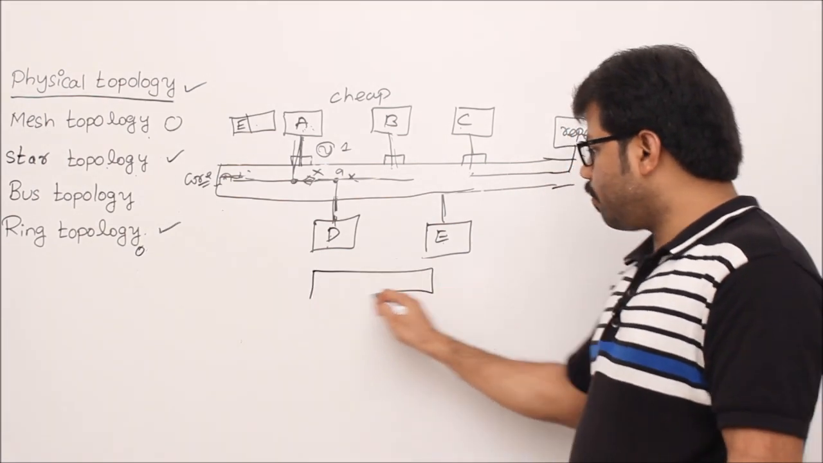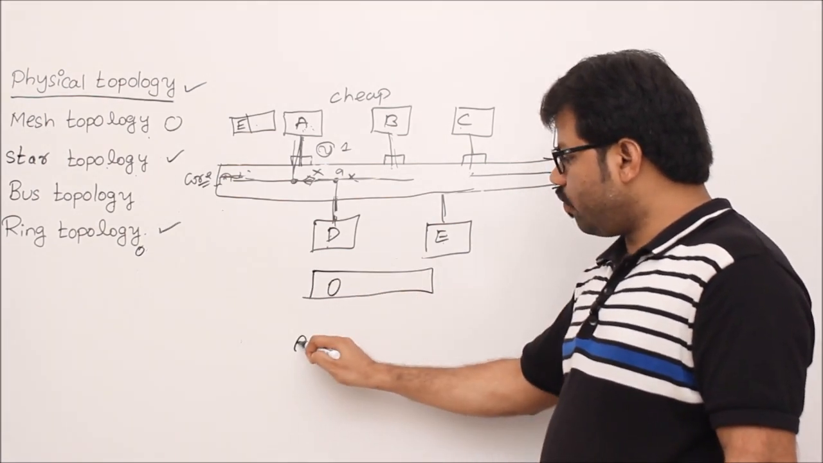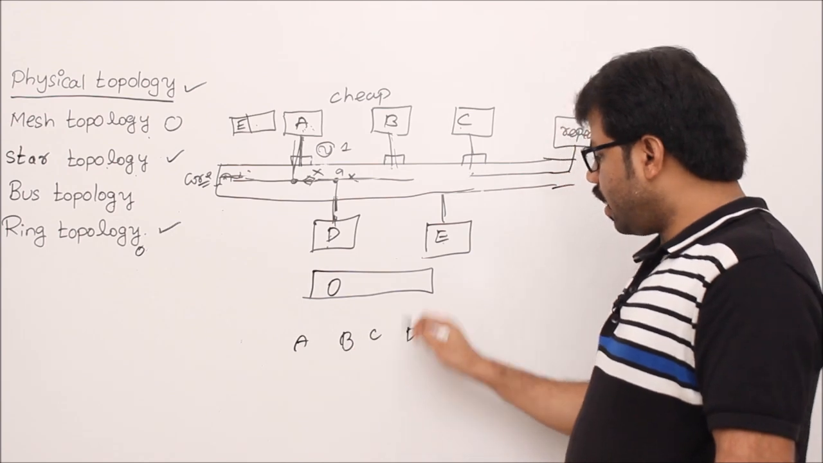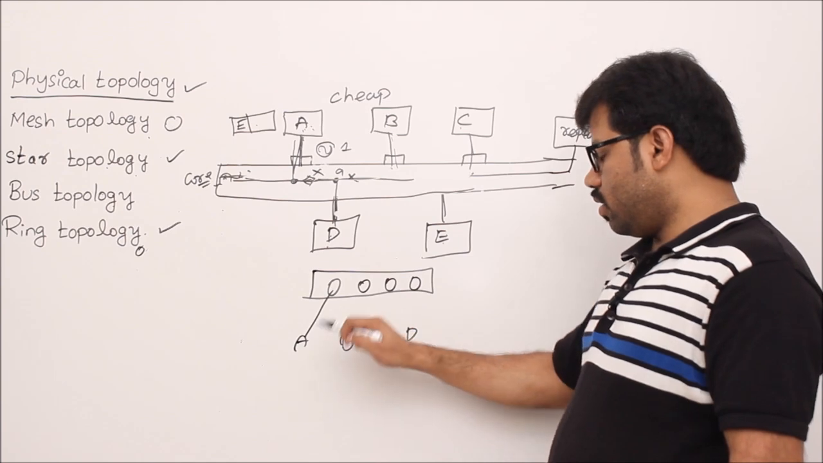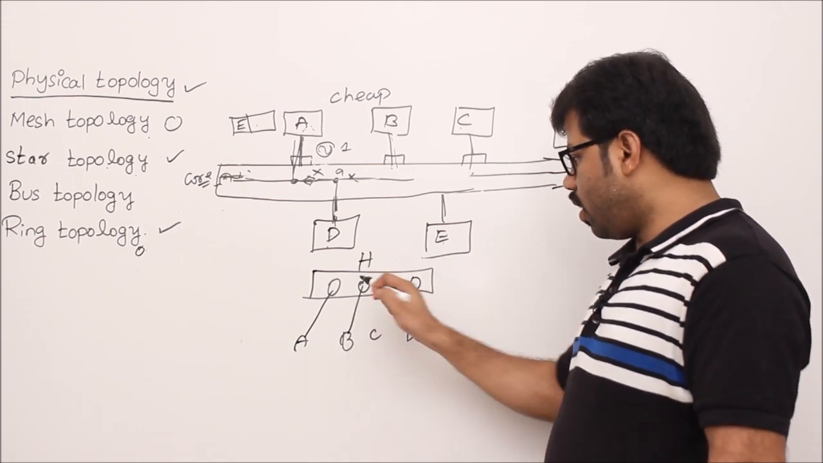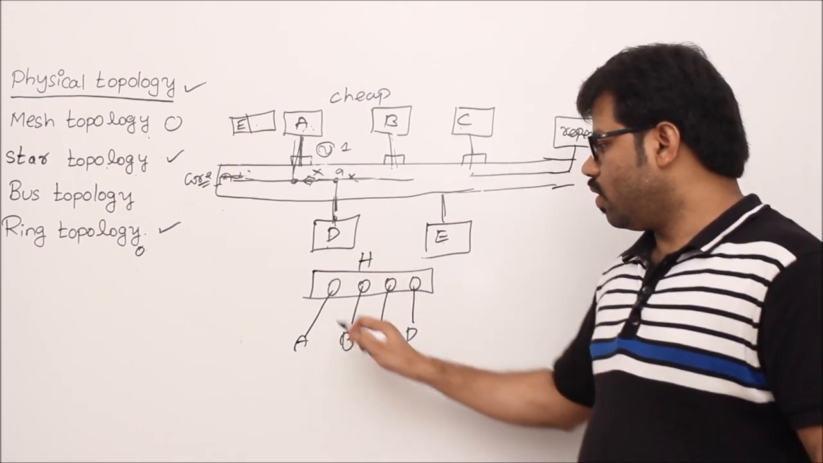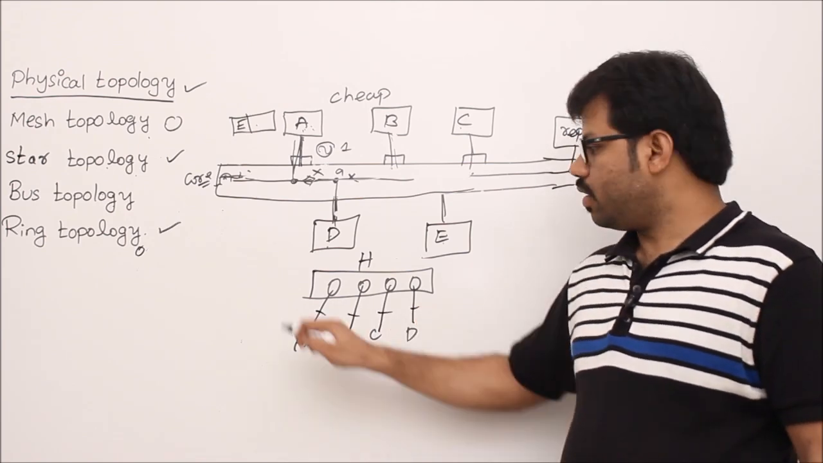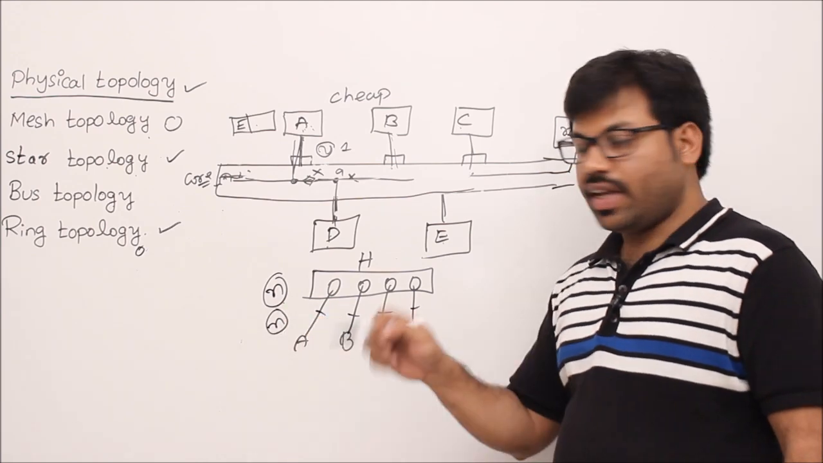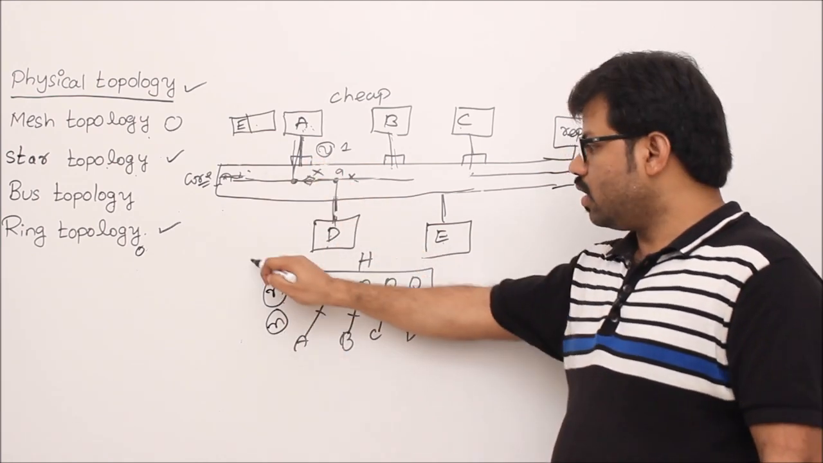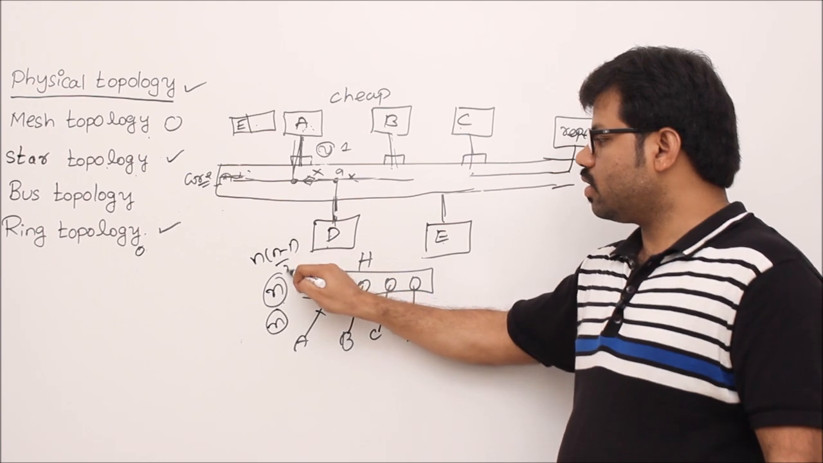So we will see the number of links in star topology, which we had forgotten. This is your hub, okay? Now let's say you are connecting 4 computers A, B, C, D. Then how many links are required? We link like this: A to hub, B to hub, C to hub, D to hub. 1, 2, 3, 4, right? So I can say that if there are n computers, there are only n links. Whereas in mesh topology, it was n into n minus 1 by 2 links.